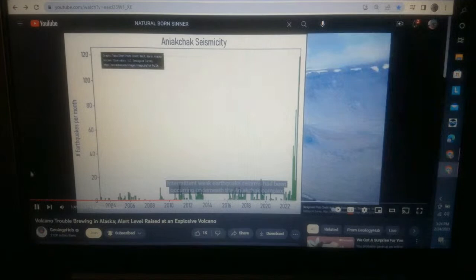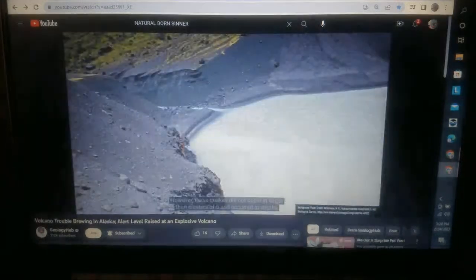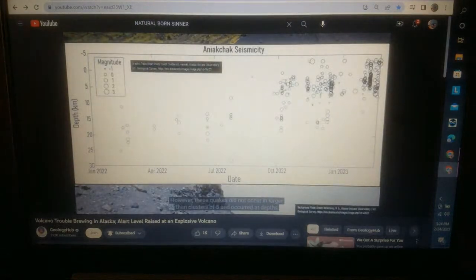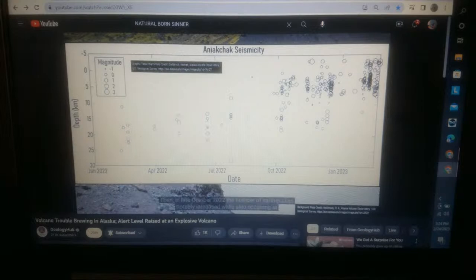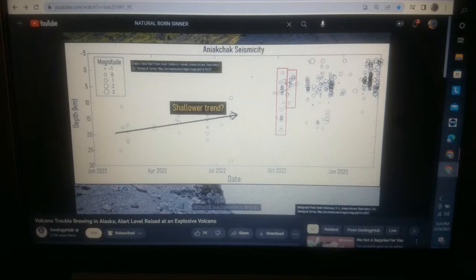One more thing. A rate of less than once a month since January of 2022. However, these quakes did not occur in larger than clusters of 5 and occurred at depths of greater than 10 kilometers or 6 miles, with the entire volcano averaging approximately 4 earthquakes a month. Then, in late October 2022, the number of earthquakes notably increased while also occurring at around 5 kilometers depth.